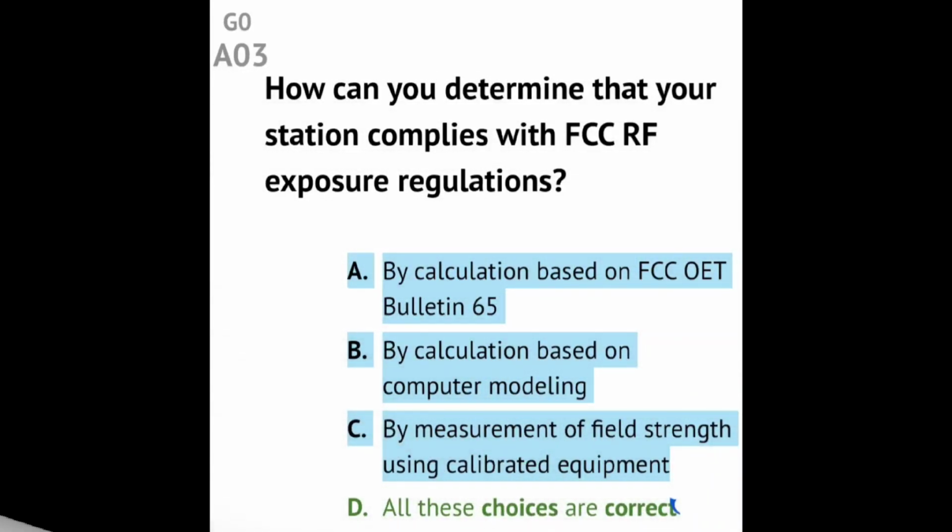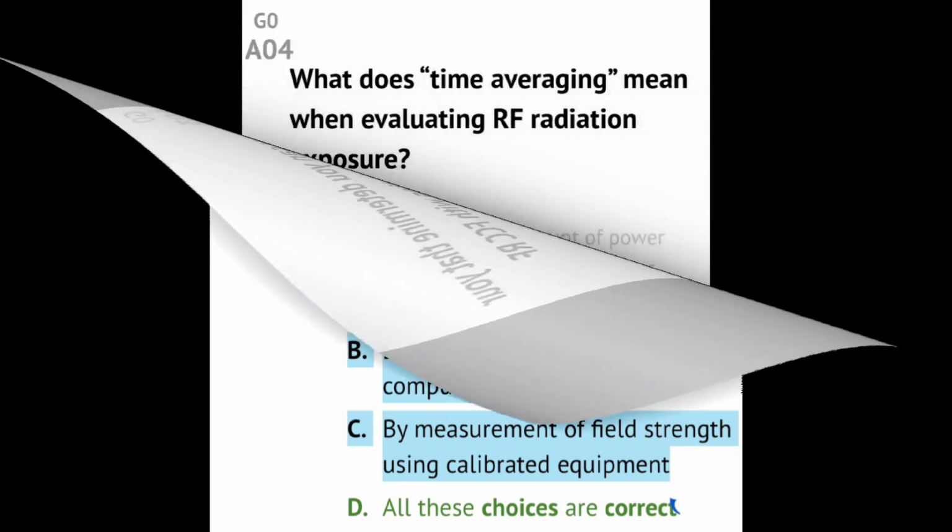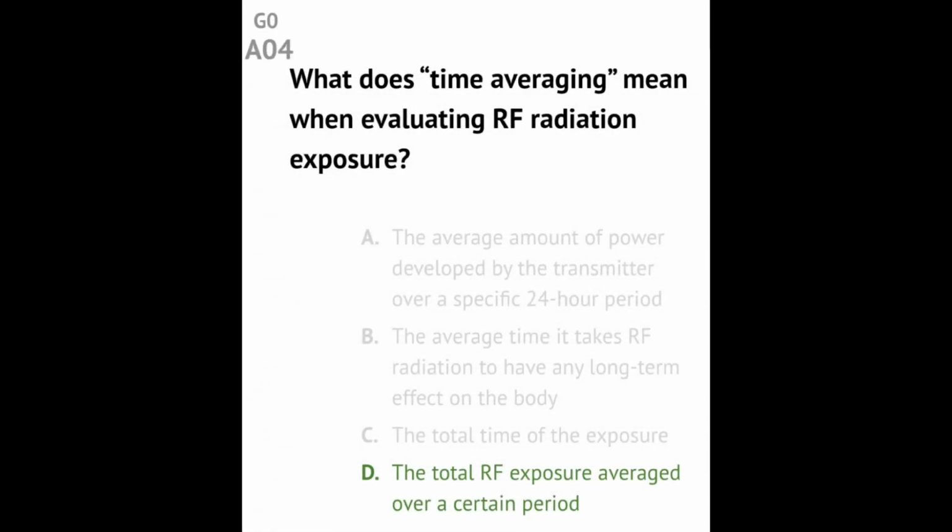Question G0A03. How can you determine that your station complies with FCC RF exposure regulations? Answer: all these choices are correct, which are by calculation based on FCC OET Bulletin 65, by calculation based on computer modeling, by measurement of field strength using calibrated equipment. Question G0A04. What does time averaging mean when evaluating RF radiation exposure? Answer: the total RF exposure averaged over a certain period.